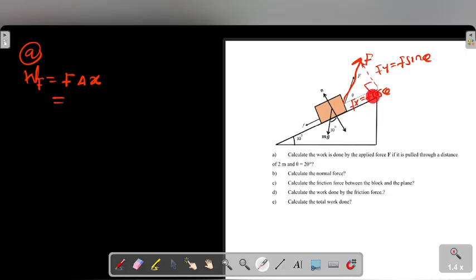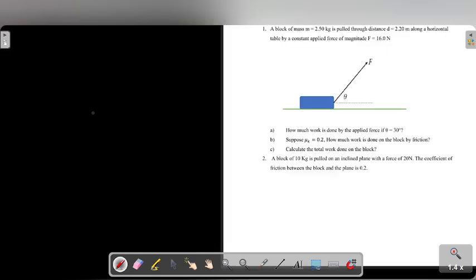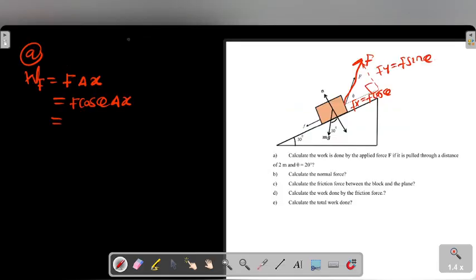Okay, so I'm going to use F cos theta there. So it will be F cos theta times the change in displacement. So the work done by the applied force, we have the size of the force that is being applied, if you remember. So the size of the force being applied in the question is 20 newtons. Okay, we'll collect our data.